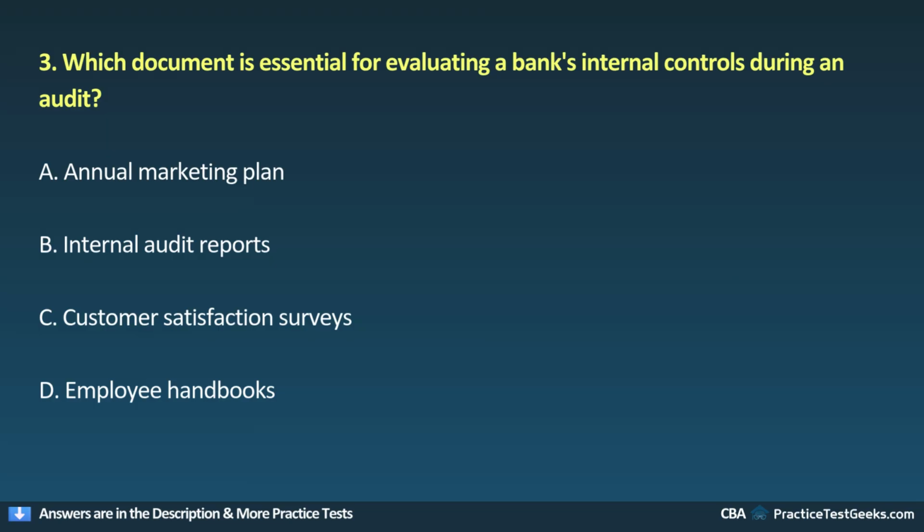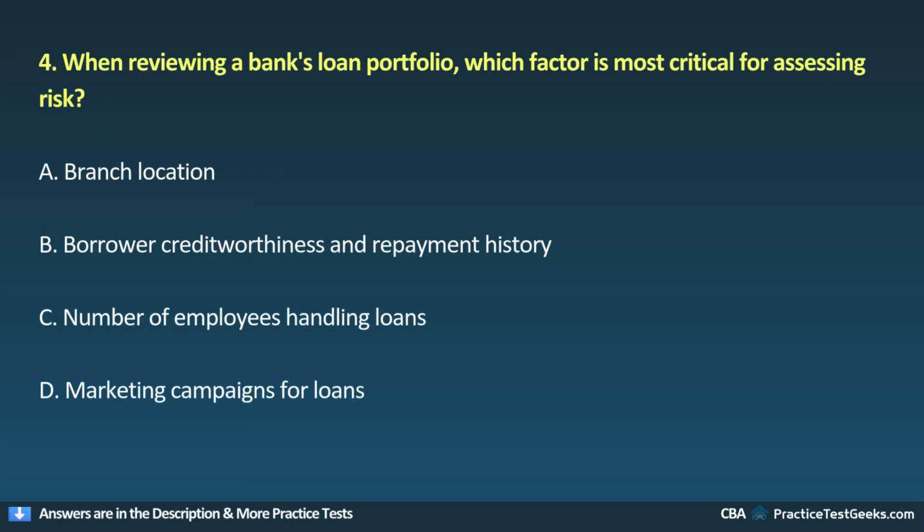3. Which document is essential for evaluating a bank's internal controls during an audit? A. Annual marketing plan. B. Internal audit reports. C. Customer satisfaction surveys. D. Employee handbooks.